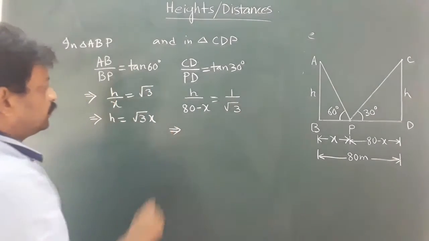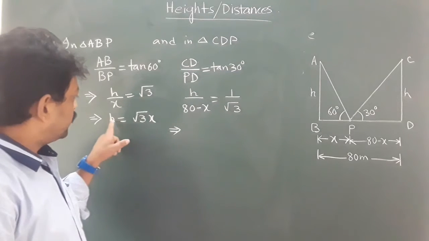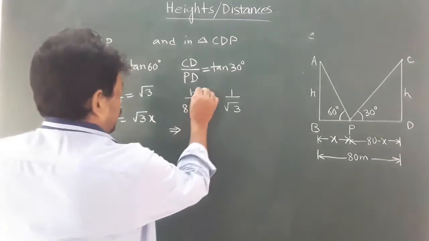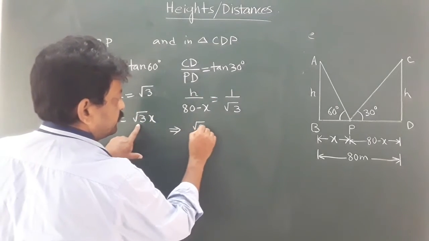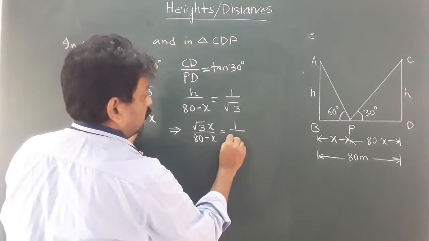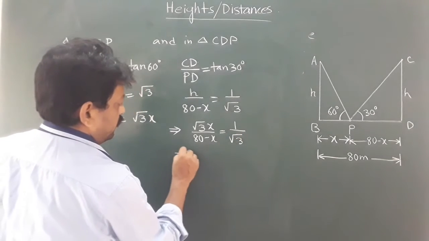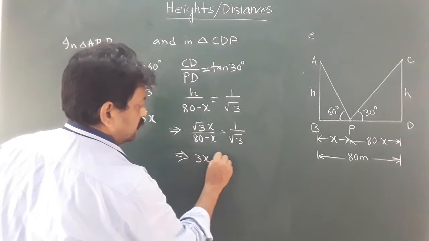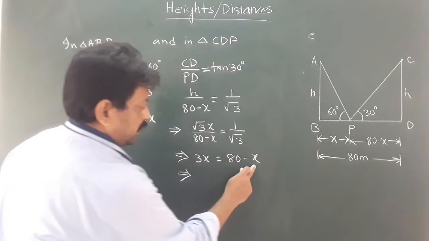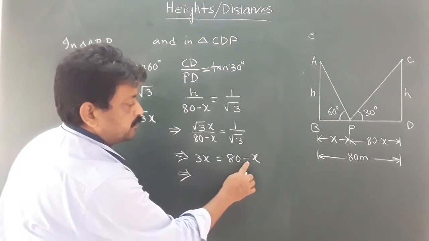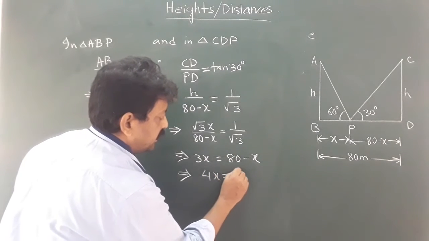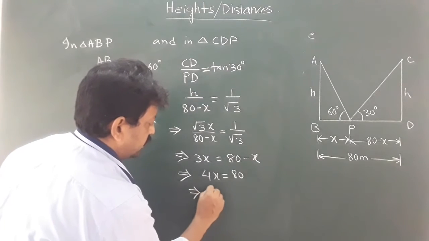Which implies, now see, we know the value of h, so we can substitute this value of h in this equation. So h means root 3 x upon 80 minus x is equal to 1 upon root 3. By cross multiplication it will be 3x and this will be 80 minus x. The x will come to the left hand side, so 3x plus x is 4x equals 80, or we can say x is equal to 20.